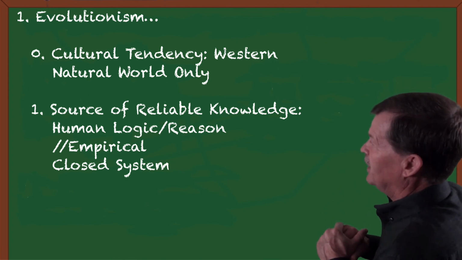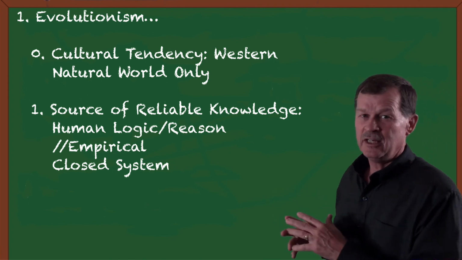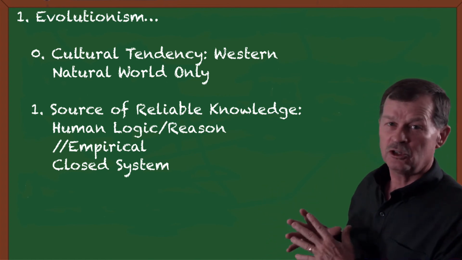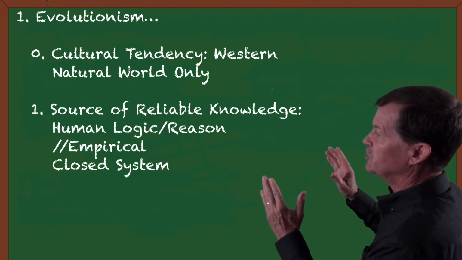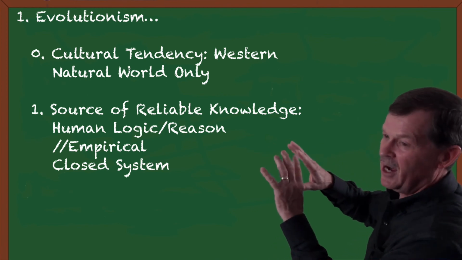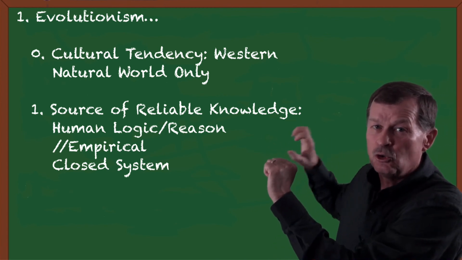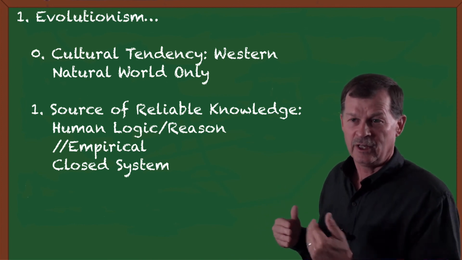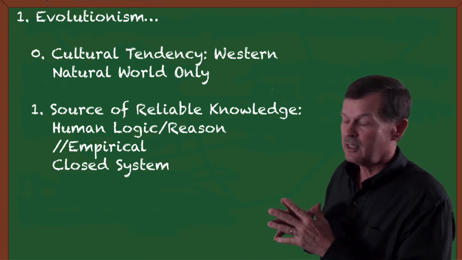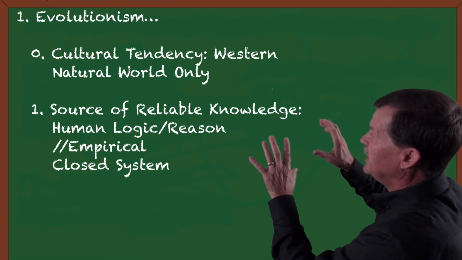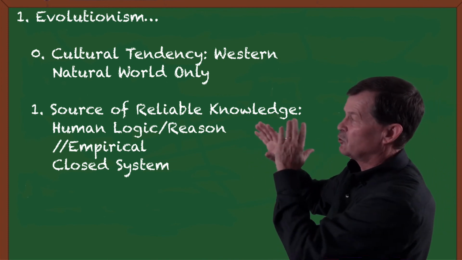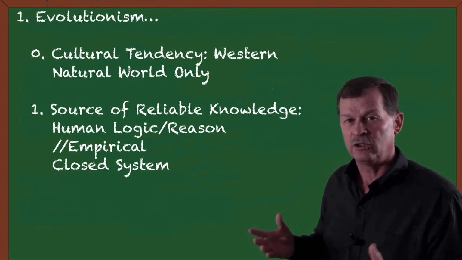Evolutionism. What is its cultural tendency? What is its ground zero? Well, it is Western. It is a Western cultural tendency because it starts with the divide of the natural and the supernatural. Those 2 domains are Western thought, and they were promoted by Thomas Aquinas in his thought processes. So the natural-supernatural divide is a Western concept.